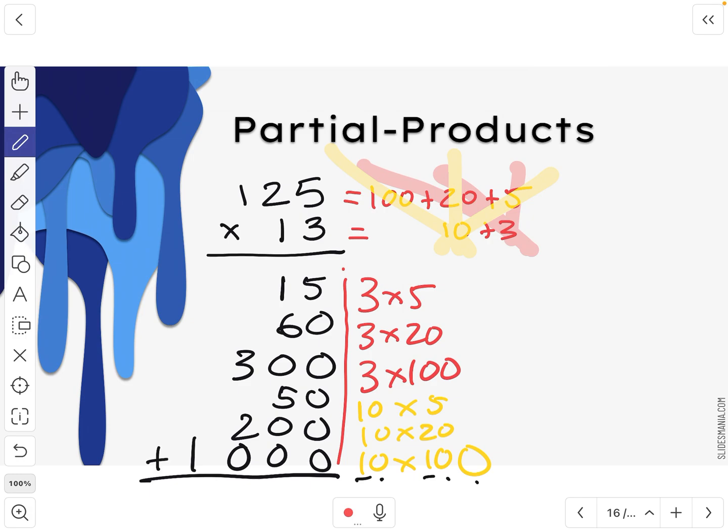Wow, that's a lot to add together, but it should go quickly. That's 5. 1 plus 6 is 7, plus 5 is 12. Carry the 1. 1 plus 3 is 4, plus 2 is 6, and 1.